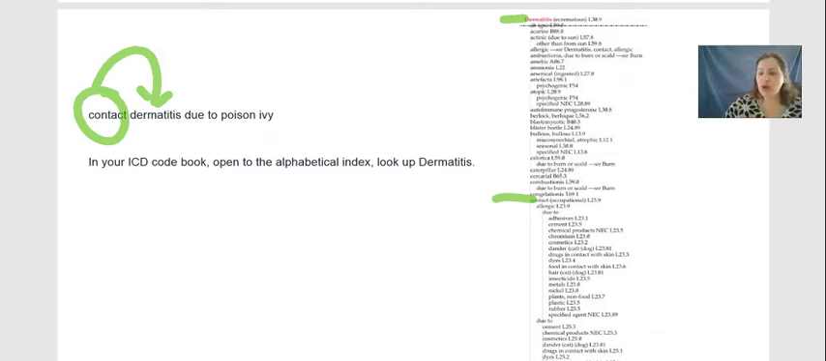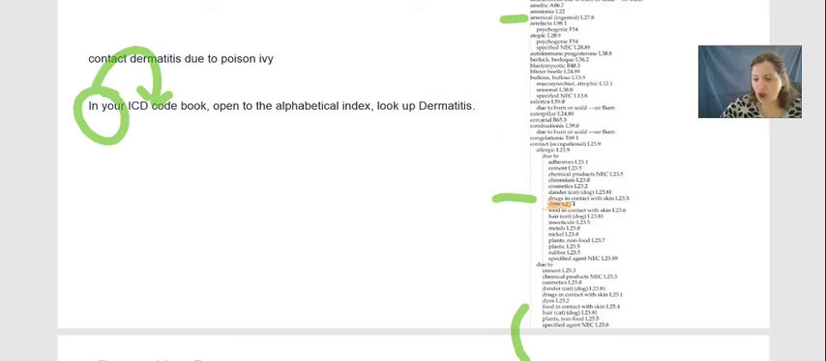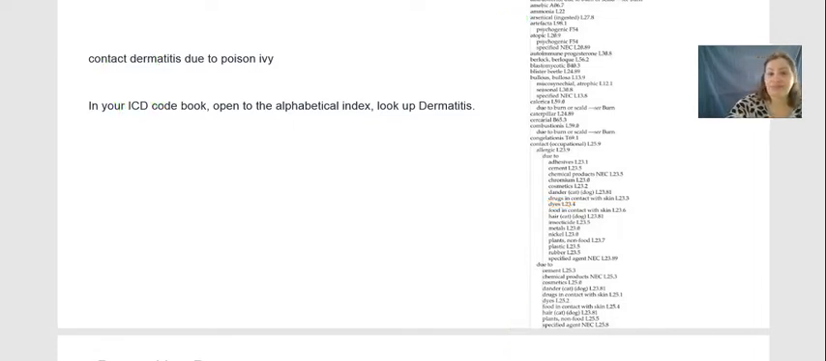Okay, so you come down here to contact. Doctor didn't say it was allergic, so I'm not going to use this entry. I'm going to come down to this entry. And I look at all the different kinds of due to. I don't see poison ivy. Now what do I do?